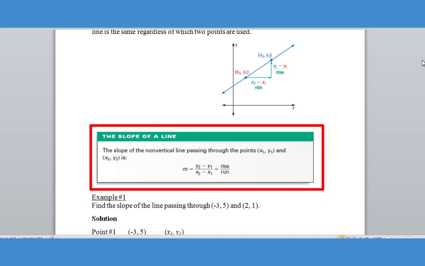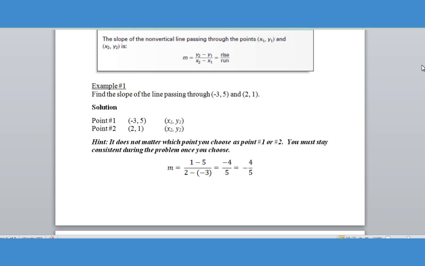Now, you can see that we use subscripts of x1, y1, and x2, y2. This really doesn't matter which order we take these in, as long as we're consistently pulling from the same point in the same order. So this formula for the slope of a line is extremely important for you to understand, and of course you will definitely have questions given to you similar to example number 1, where you must find the actual slope of a line that passes through two given points. And so you can see in example number 1, we give you 2 points, and we just ask you to plug that into the slope formula. And then you see we have a negative 4/5 for example number 1.